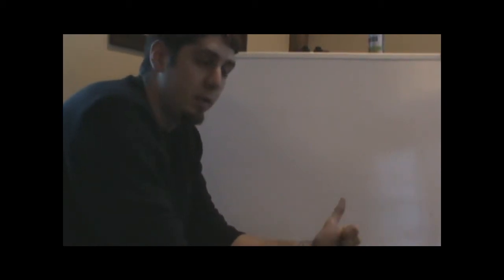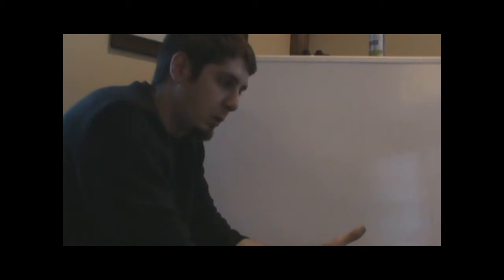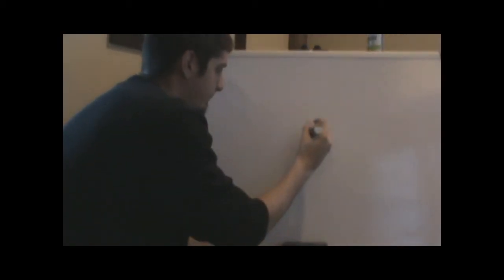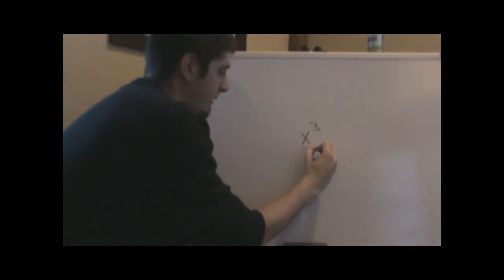To do this, we're going to need to know two things. One, how to reduce number fractions, and two, how to reduce or divide variables with the same base. So in other words, how to divide something that looks like this, or how to reduce something that looks like this.